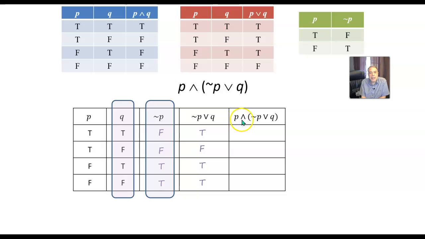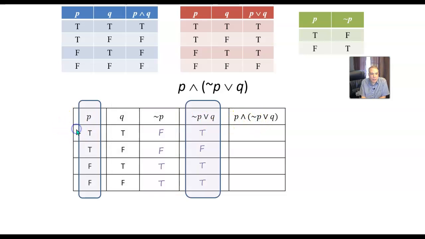Now we need P and that thing. So look at the column that tells us what P is. Look at the column that tells us the value of not P or Q, and AND those together. So true and true equals true. True and false equals false. False and true equals false. False and true equals false.